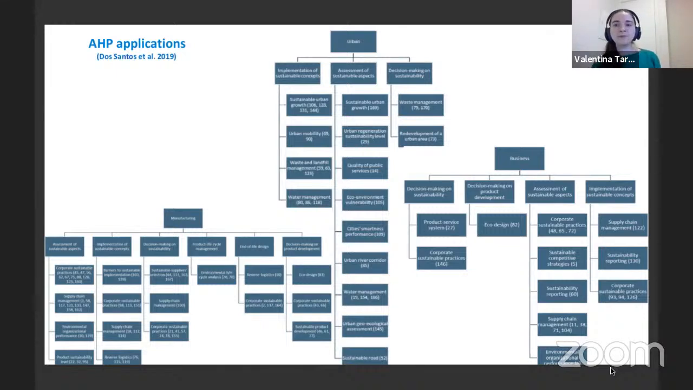In the manufacturing area, which turned out to be one of the areas with the most scientific papers that have been reviewed in the study, the AHP was used for aspects like end-of-life design, sustainable supplier selection, as well as selection of sustainable technologies. When it comes to the business area, the AHP was used for different aspects like green supply chains, assessing the sustainability of construction. Here there are many practical applications, as well as sustainability dimensions at the SMEs level. Next slide, please.